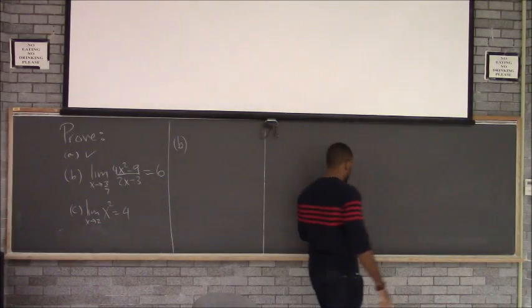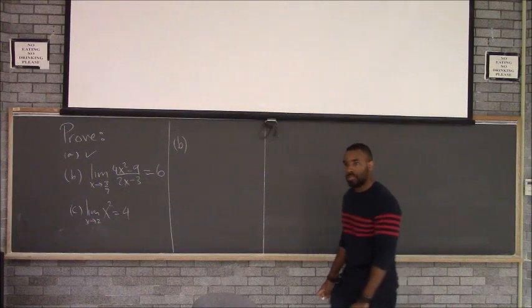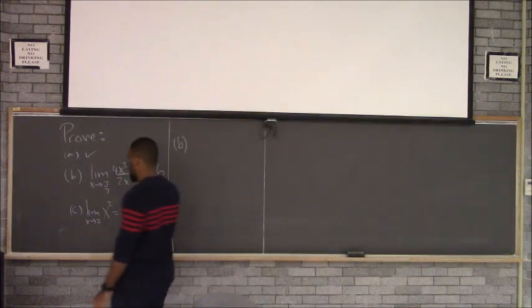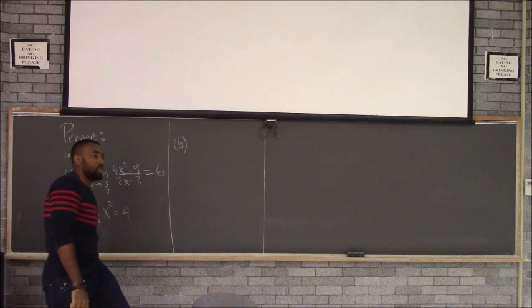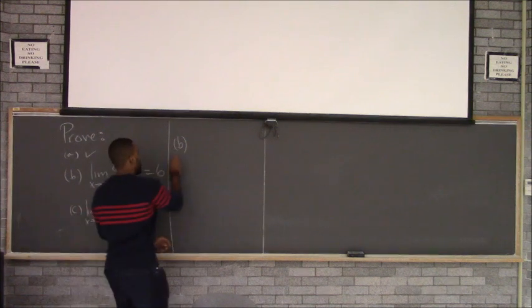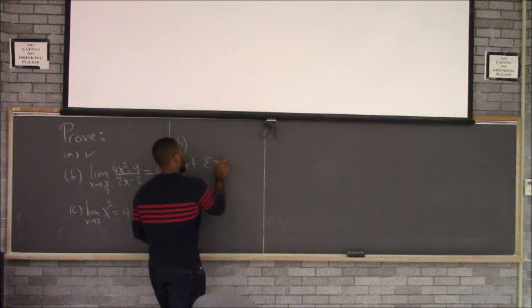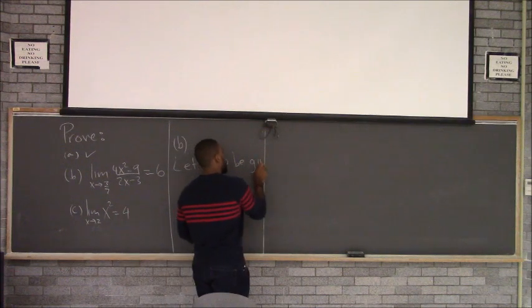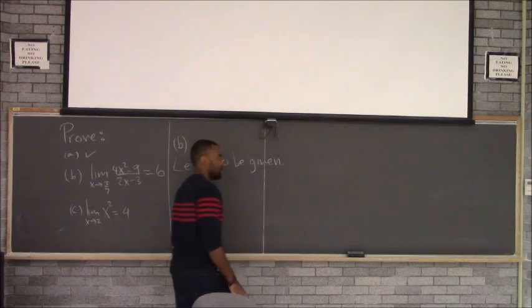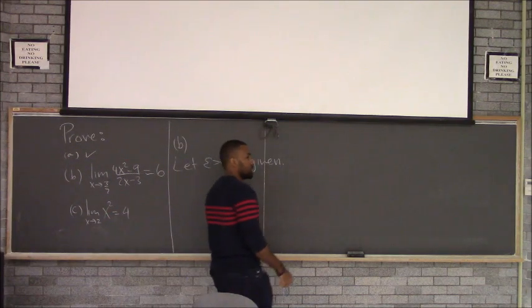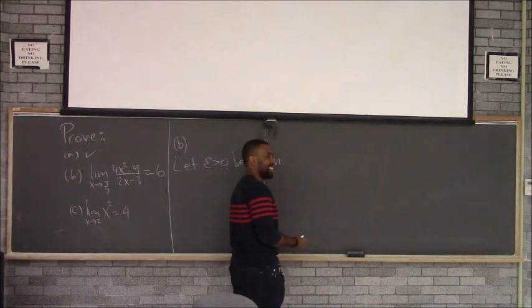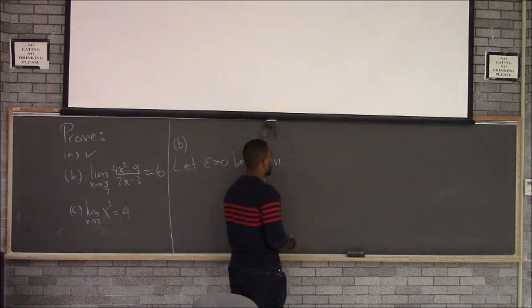So how do we start this process? First thing you write down: epsilon is greater than 0. Let epsilon greater than 0 be given. It's always the first line. Then you let delta, we have to put a number to it, right? So what do you write?